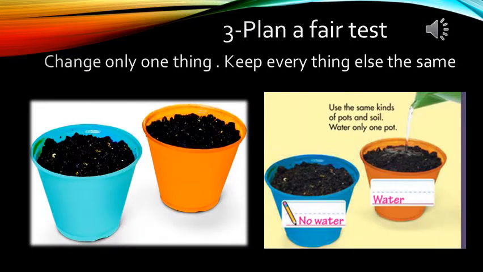Step number 3, plan a fair test. Scientists plan a fair test, which means they change only one thing in their experiment and keep everything else the same. For example, a scientist asked himself about seeds. The question was, do seeds need water to grow? Then he made his hypothesis, or his possible answer. He said, yes, I think seeds need water to grow.